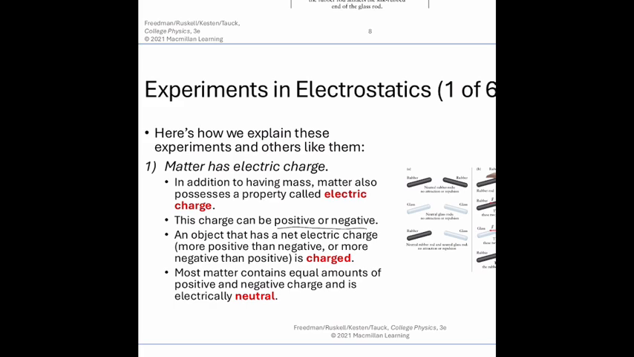When something has a net electric charge, meaning it has more positive charges than negative or more negative charges than positive, we say that that object is charged, okay? And any piece of material or matter that has equal amounts of negative and positive charge, that's a neutral object.